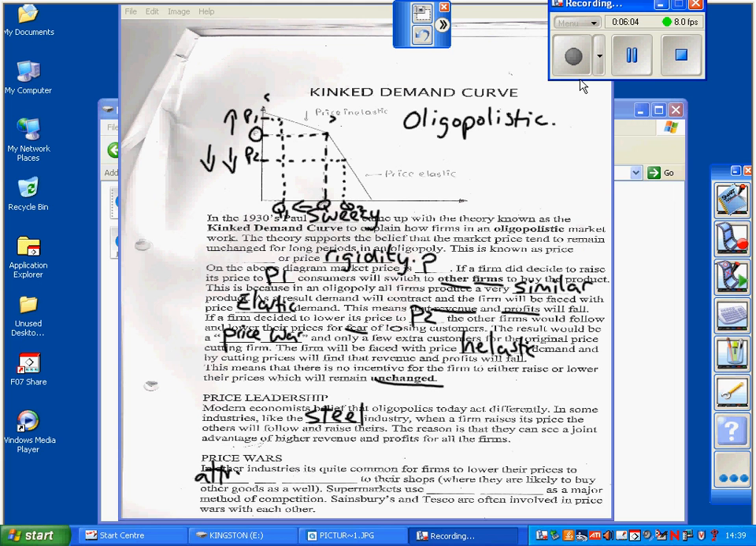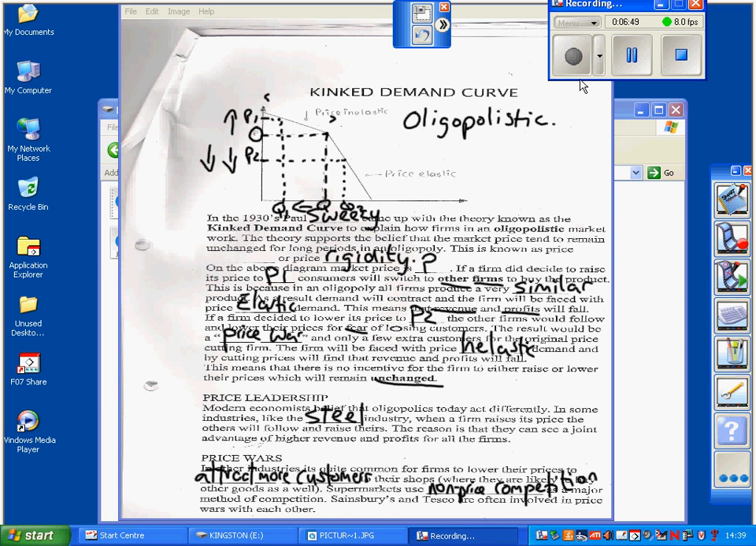attract or gain more customers to their shops where they are likely to buy other goods as well. Supermarkets use non-price competition. Non-price competition, remember, is anything at all that one firm can compete with another firm on, which is not the price of the good or service. And they will use non-price competition as a major method of competition. Sainsbury's and Tesco's are often involved in price wars with each other. However, price wars are, generally speaking, not commonplace.